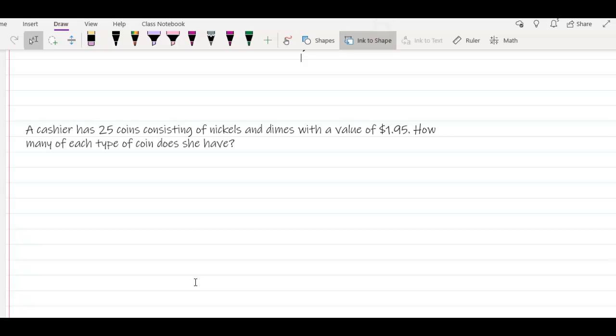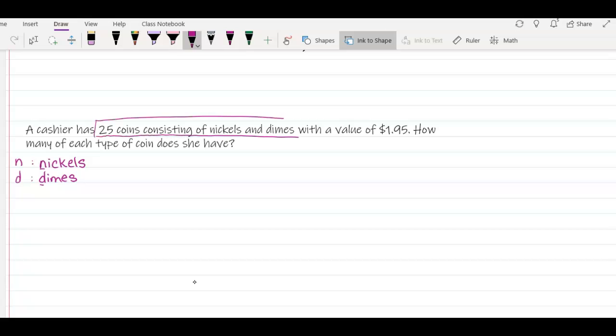Well, first we need to talk about what are the two things we're talking about in this problem. The two things that we don't know how many we have are nickels and dimes. Now, you can use X for nickels, Y for dimes, because we don't know how many we have. That's what we're trying to figure out. Personally, I like to use the same letter that the word starts with, so N and D. It works either way.